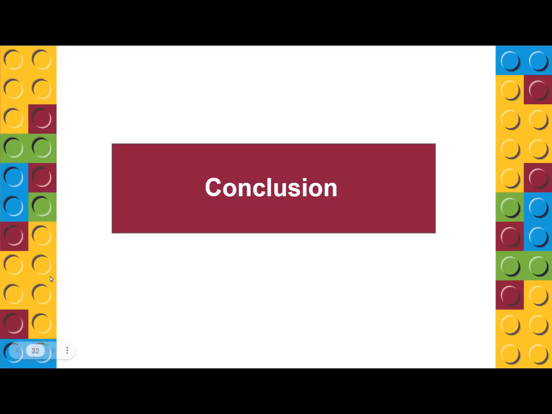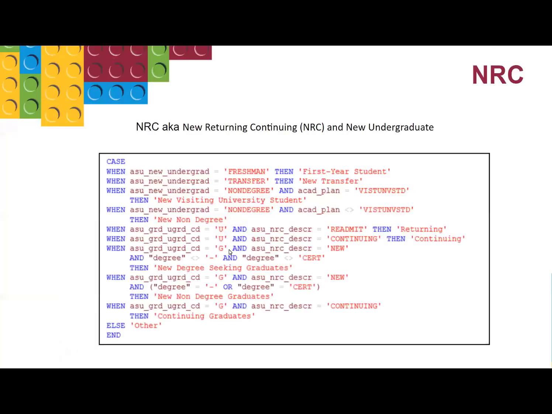Sorry, I need to go back again. All right, NRC. So this is new, returning, and continuing, and this is actually a combination. This field in the enrollment tracking data sets is actually combining 3 different fields. So it's looking at the ASU grad undergrad code. The thing to understand here is that we group law and grad into grad in this case to count them together. So it's not directly comparable to career.